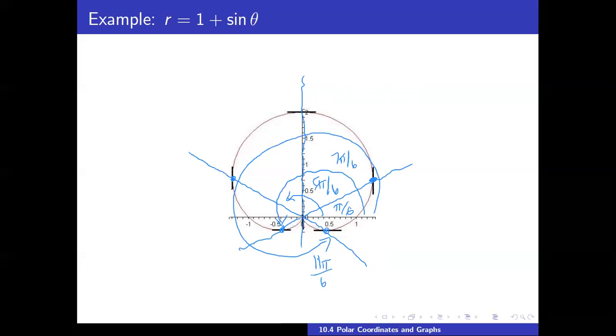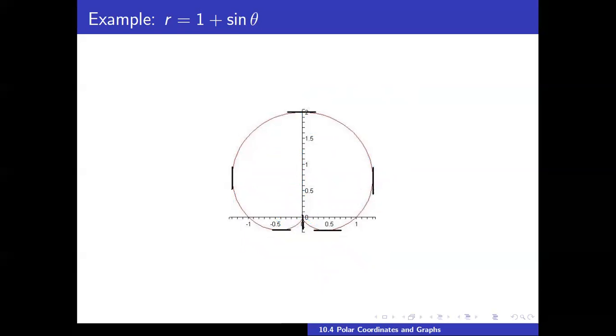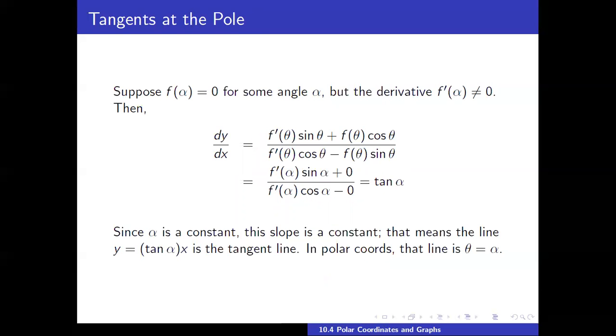Okay? I wanted to say a couple more things, and then we'll be done. Suppose that f of some angle is 0 for some specific angle. We'll call that specific angle alpha. So alpha could be pi over 4, could be something, right? But the derivative, f prime of alpha, is not 0. Now remember, r is equal to f of theta. So what I'm saying is the radius itself is 0, but the derivative of that radius formula with respect to theta is not 0.